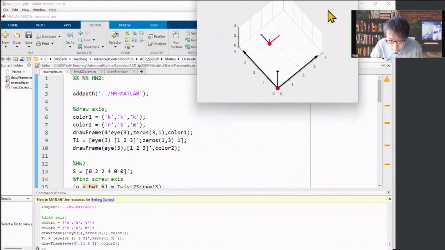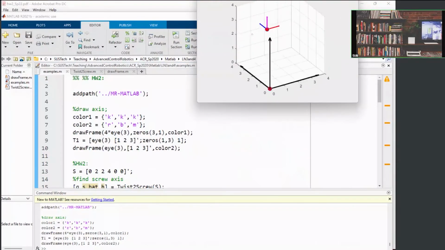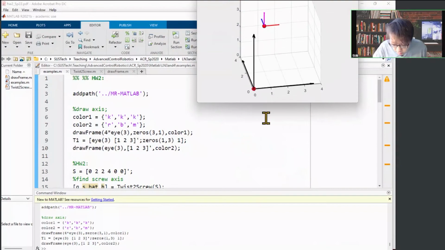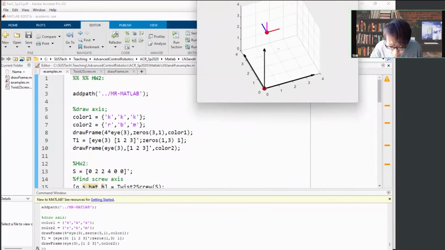Okay, anyway, I cannot move this window. You can see this is the original frame, and this is the frame I drew. That's frame T1.